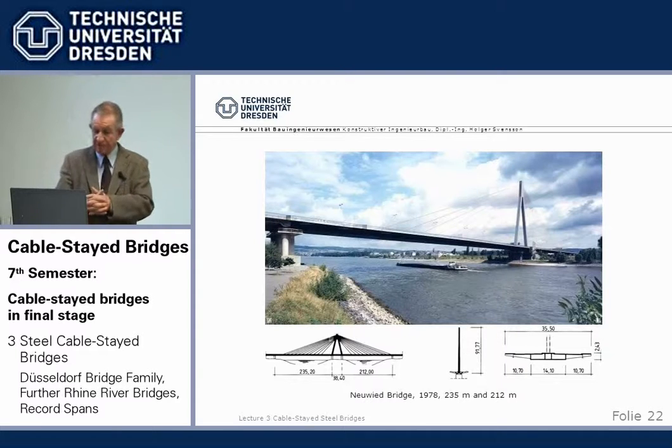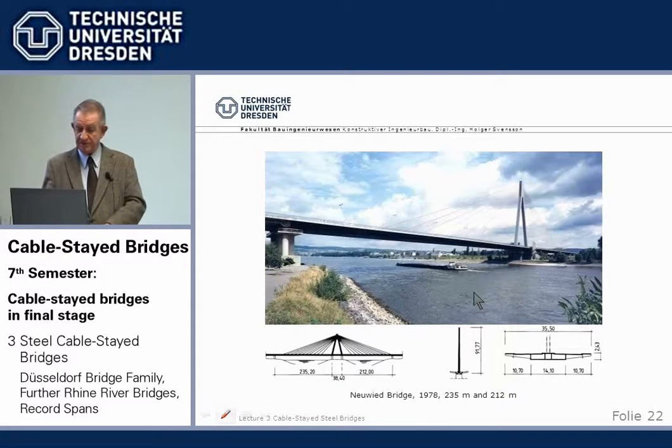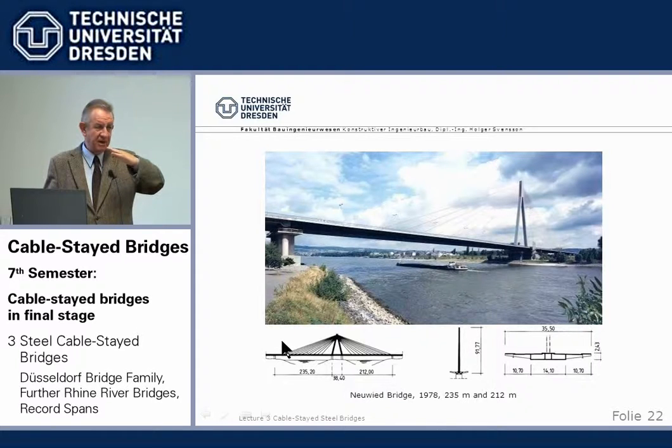Another new one, Neuwied, also by Homburg. Now in Neuwied, across the Rhine River, we have an island more or less in the middle of the Rhine. So it offers itself to build a tower here and stay left and right. But then we do not have these distinct backstays to keep the tower head in place. So we have to make the tower itself stiff by using an A.